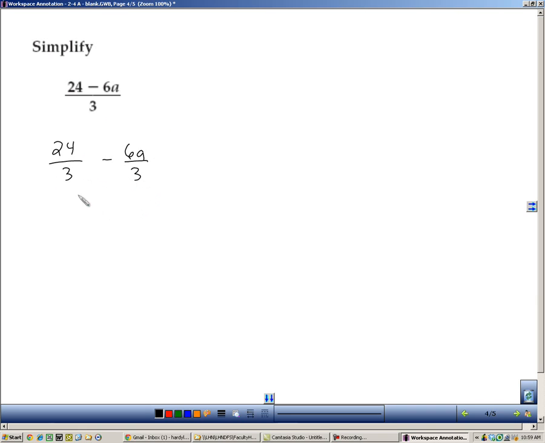Now we're going to divide them individually. 24 divided by 3 is 8, positive, because there's no negatives there. Here 3 goes into 6a 2 times with an a, and because of the negative there, it's going to be 8 minus 2a.